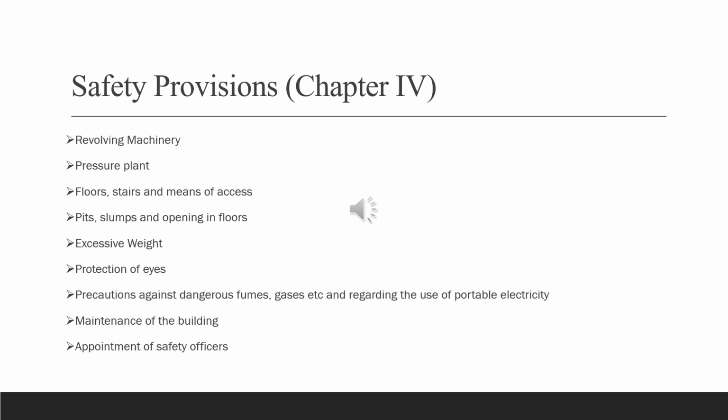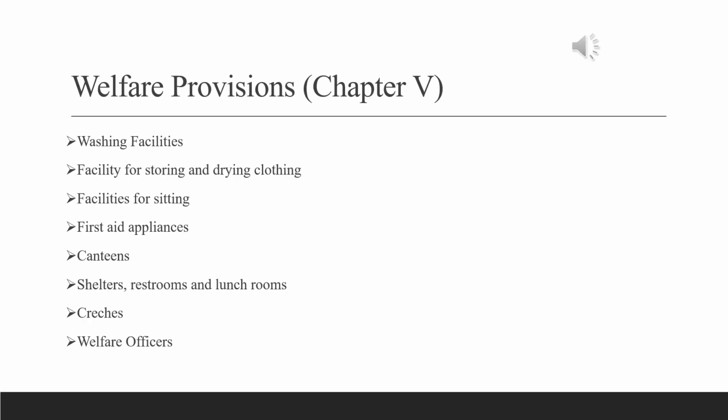The building of the factory should be maintained properly so that it does not cause any injury to the health of the workers working there. Chapter 5 of the Act provides for welfare provisions to be provided to the workers.